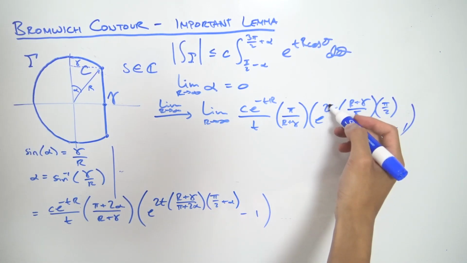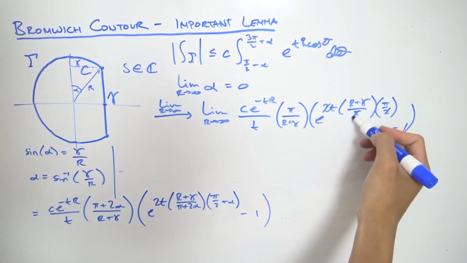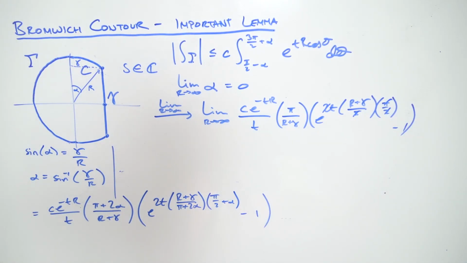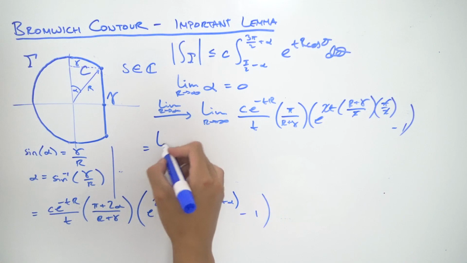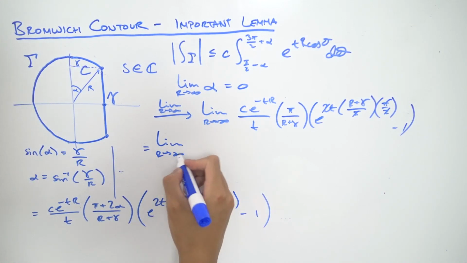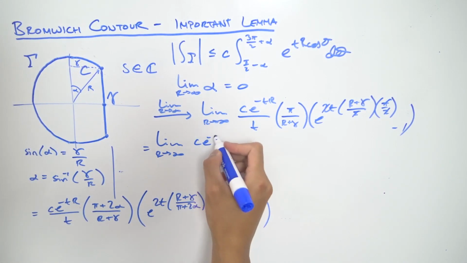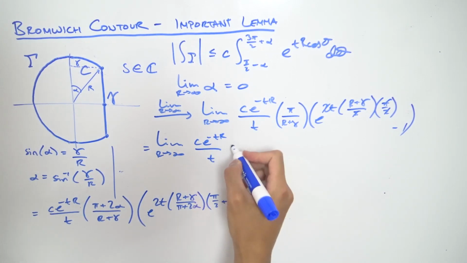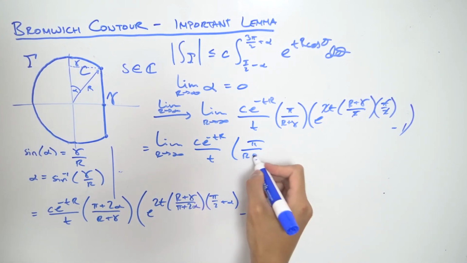And of course we can do some simplification. These 2's will cancel out, these pi's will cancel out. And what are we left with? We're left with the limit as r approaches infinity of c times e to the minus tr divided by t pi over r plus gamma.